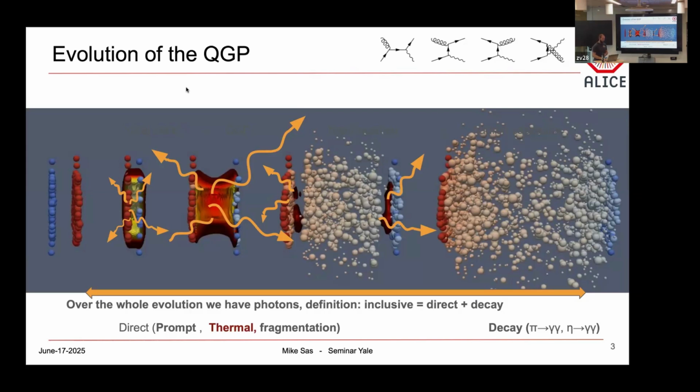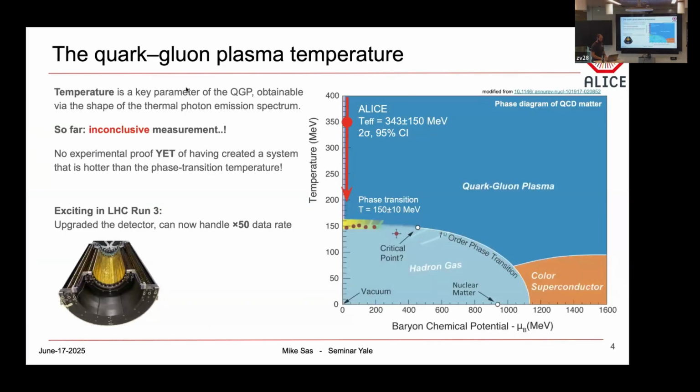Nice. Okay, and so now it's key to try and understand what temperature sort of means and what it is throughout the evolution of this system, right? Okay, so as you might assume, the temperature is of course a key parameter of the QGP. It's part of the equation of state. So anytime you want to write a model, the temperature is in there, right? Especially if you let it evolve in like a hydrodynamic evolution, etc. And we can obtain it by the shape of the thermal photon emission spectrum. I'll also show that later.